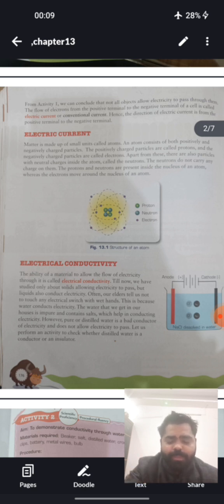And outside the nucleus, there are certain well defined orbits in which the electrons revolve, and they are the ones which leave their places and are responsible for the current actually.